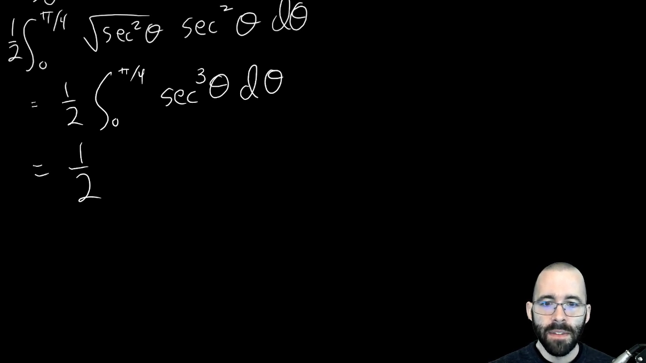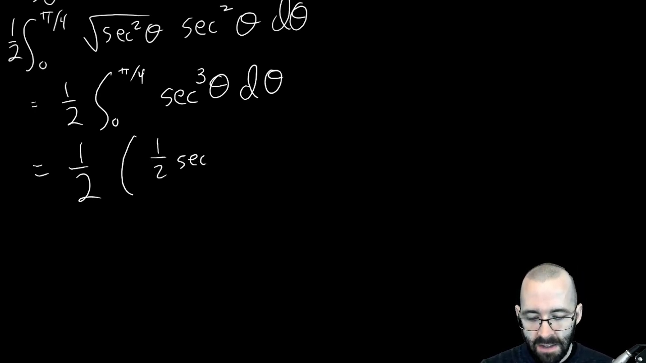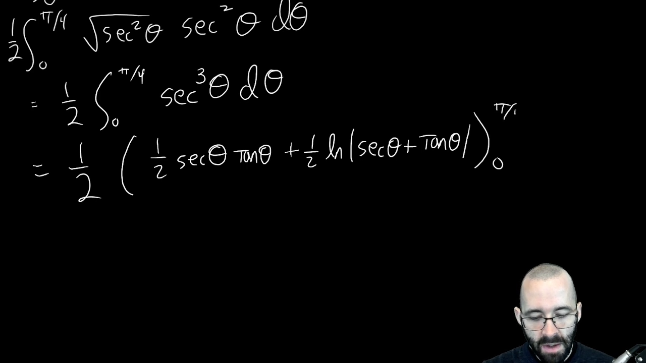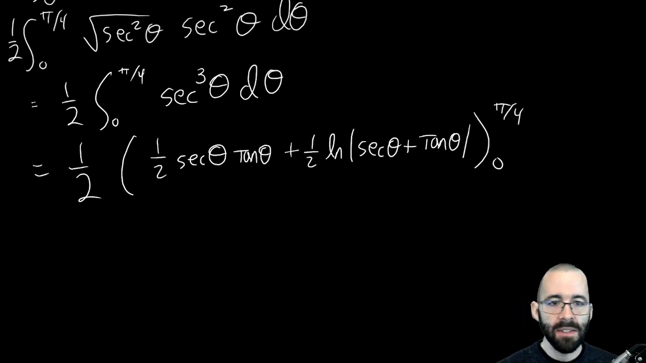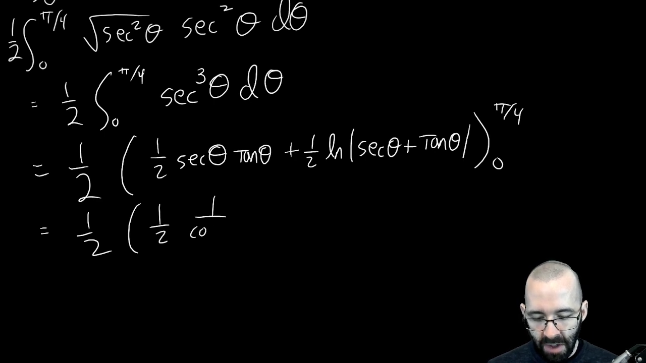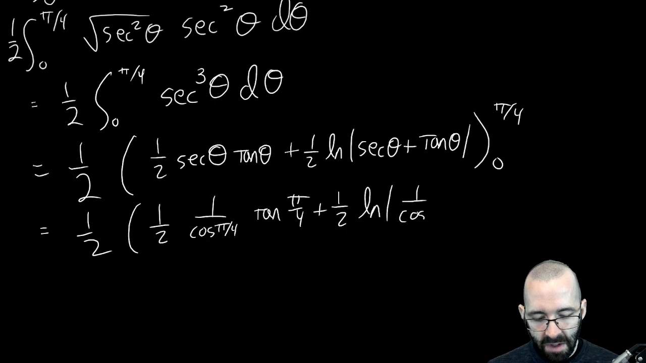Secant cubed is going to be 1/2 secant tangent plus 1/2 natural log absolute value of secant plus tangent. Again, that 1/2 comes from dividing over the 2 when you do integration by parts twice. And then you just plug in pi over 4 and 0 and we're done. Boring, I know. Secant is 1 over cosine of pi over 4, then we have tangent of pi over 4, plus 1/2 natural log of, again, 1 over cosine of pi over 4 plus tangent of pi over 4.